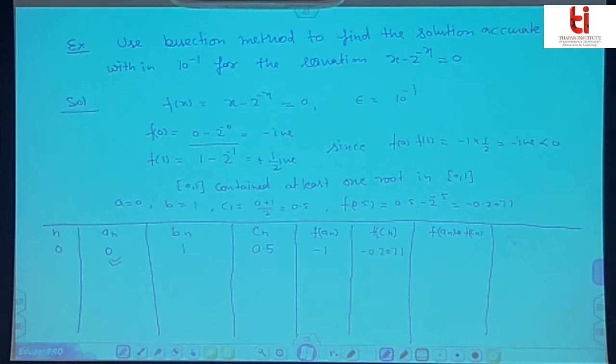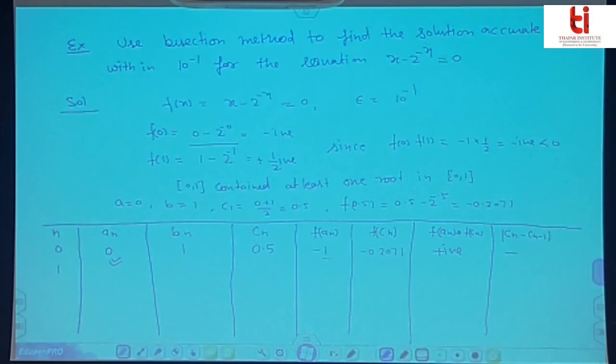Okay. Now we'll check f of an multiplied by f of cn, and then we'll find out cn minus cn minus 1. So f of an into f of cn, negative times negative, is a positive value. And for cn minus 1, we have nothing at the start, so we'll keep it as it is. Now, at the first iteration, f of an times f of cn is coming out to be positive.